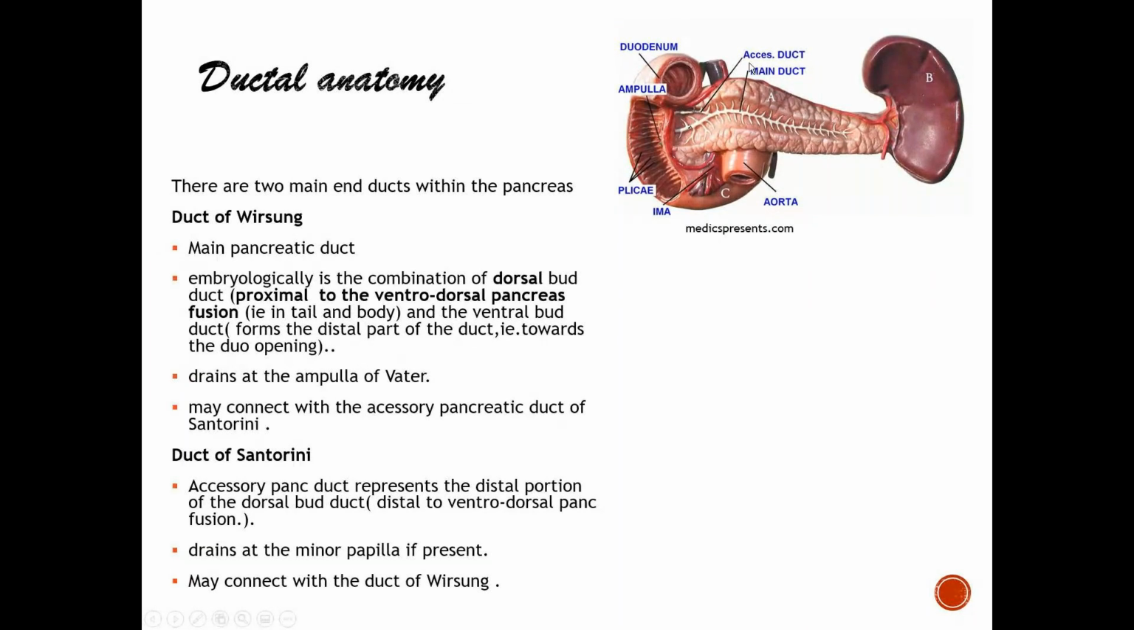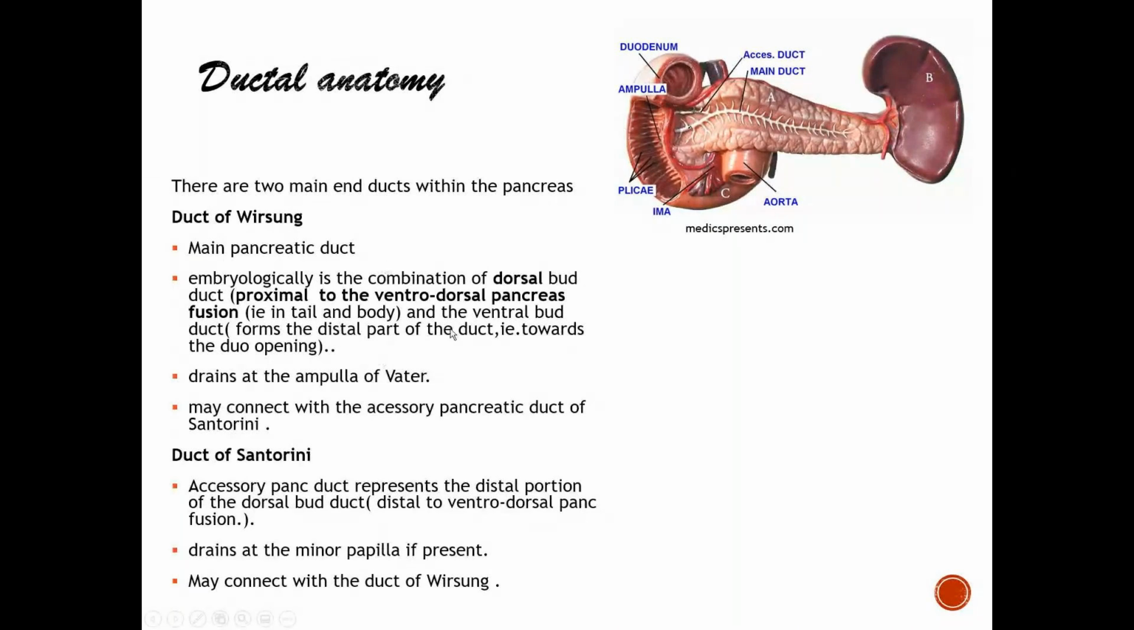So what happens in between? The ventral bud, which had come to lie behind the dorsal bud, forms the rest of the duct of Wirsung. So the proximal part of the duct of Wirsung is formed by the dorsal bud, the distal part by the ventral bud. Is that clear? And this ultimately drains at the ampulla of Vater.